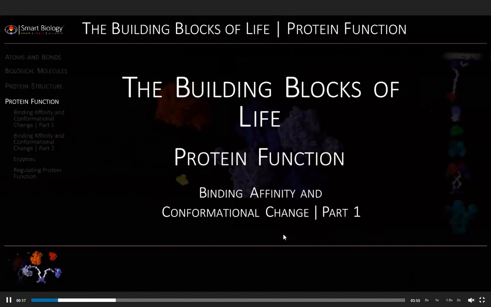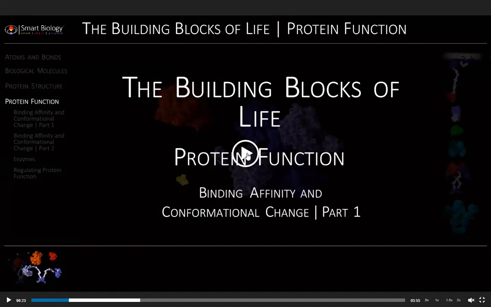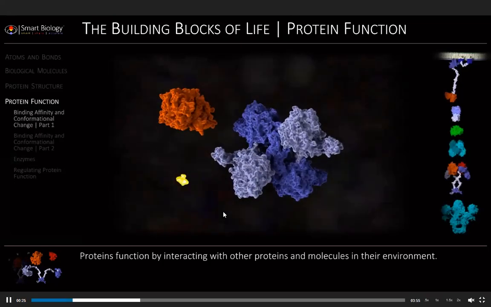So what sort of binding affinity and conformational changes have we been talking about? For the few minutes before this video, we were talking about how we need to have some amount of flexibility in the structure of the protein. So what we will do now is try to understand why we need to have some amount of flexibility in the structure of the protein.